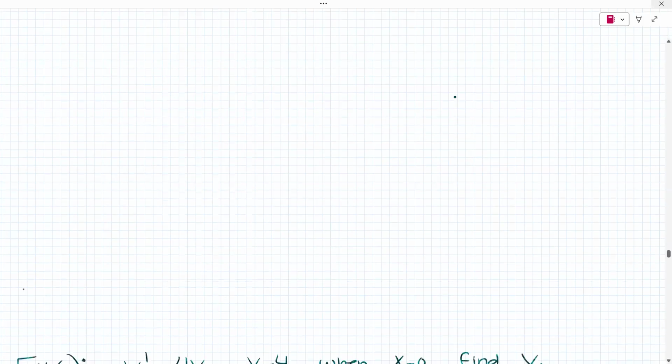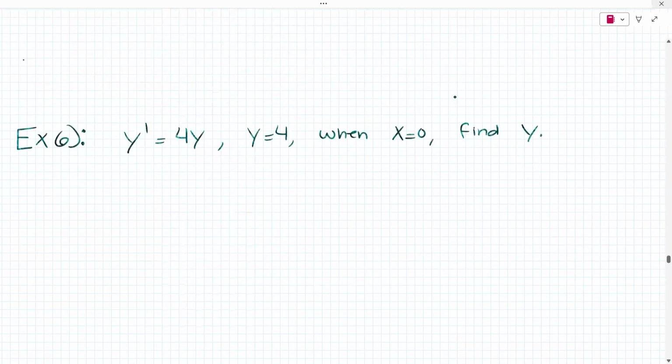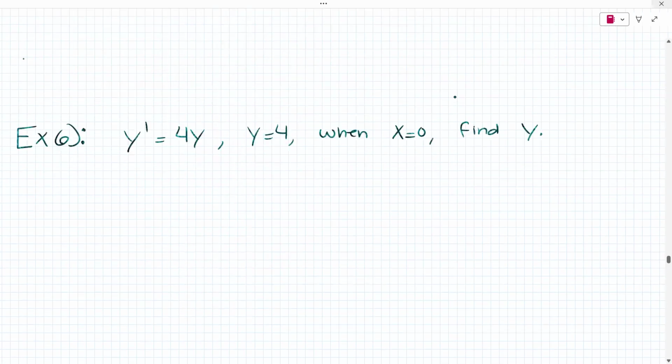So let's move on to example 6. We have y prime equals 4y, and when x equals 0, y equals 4. Find y. First step, y prime can be expressed as dy over dx equals 4y. And then we have an initial condition of x equals 0 and y equals 4, or we can write it as (0, 4).